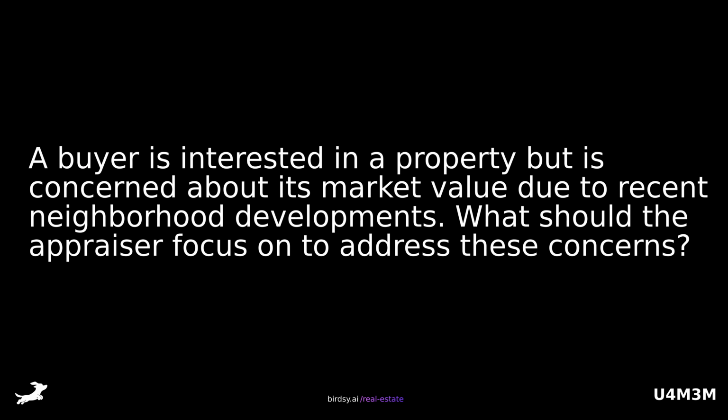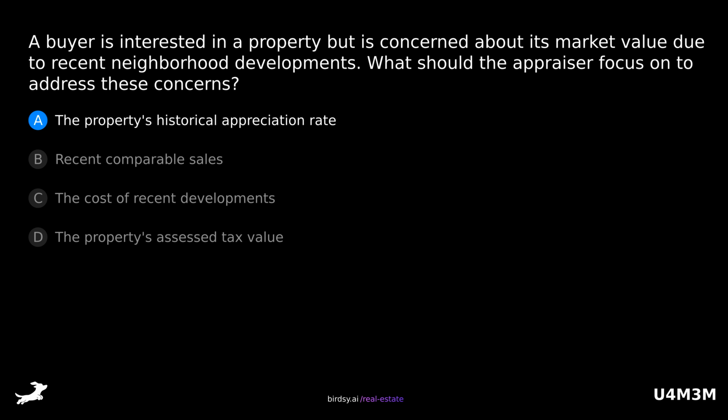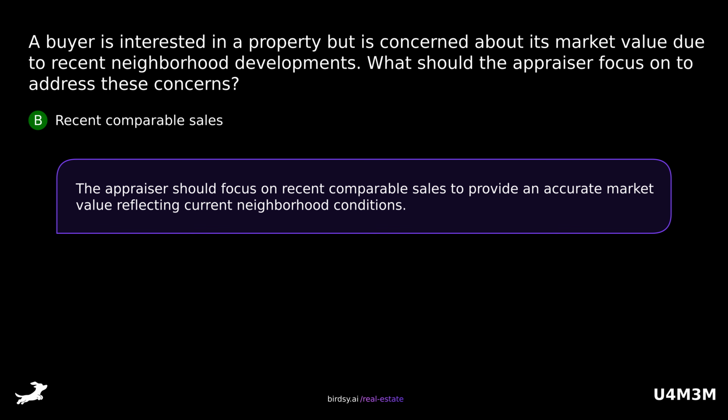A buyer is interested in a property but is concerned about its market value due to recent neighborhood developments. What should the appraiser focus on to address these concerns? Is it A, the property's historical appreciation rate, B, recent comparable sales, C, the cost of recent developments, or D, the property's assessed tax value? The answer is B, recent comparable sales. The appraiser should focus on recent comparable sales to provide an accurate market value reflecting current neighborhood conditions.